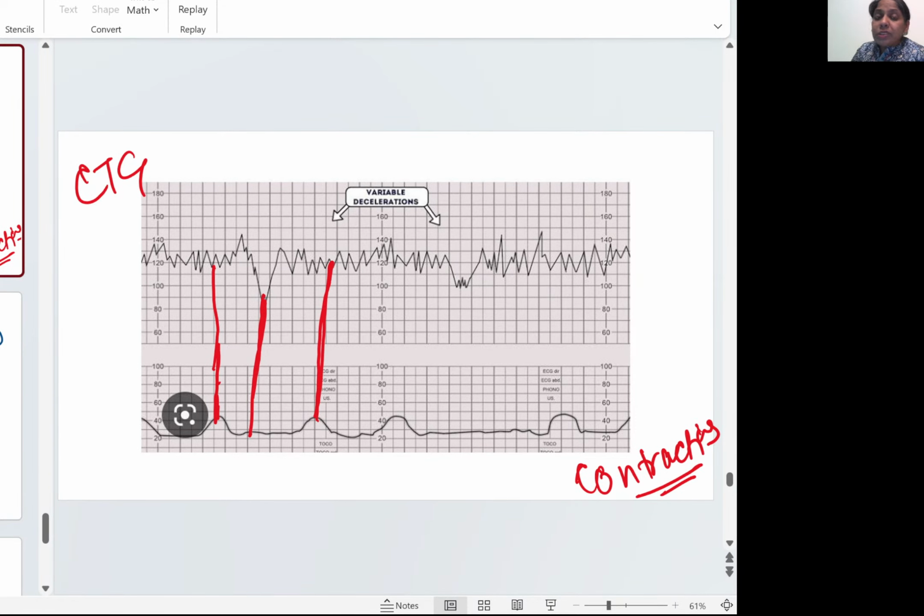So here we were talking about CTG, right? So variable deceleration, what are variable decelerations? Variable deceleration is when there is no relation between the contraction peak and the deceleration dip. You can see there is no relation. These types of decelerations are known as variable deceleration.